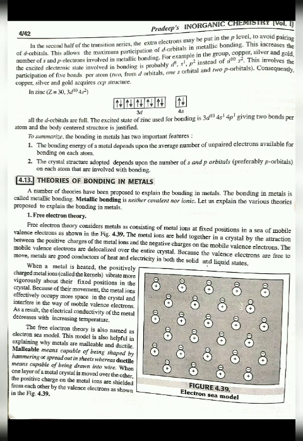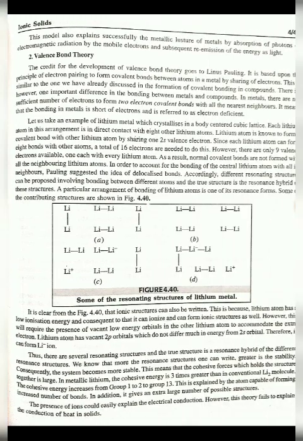This model is also helpful in explaining why metals are malleable and ductile. Malleable means capable of being shaped by hammering or spread out in sheets, whereas ductile means capable of being drawn into wire. When one layer of a metal crystal is moved over the other, the positive charges on the metal ions are shielded from each other by the valence electrons as shown in figure 4.39. This model also explains successfully the metallic luster of metals by absorption of photons of electromagnetic radiation by the mobile electrons and subsequent re-emission of the energy as light.